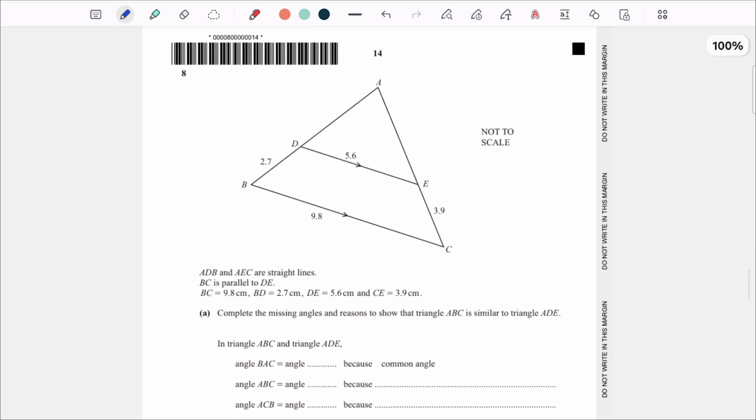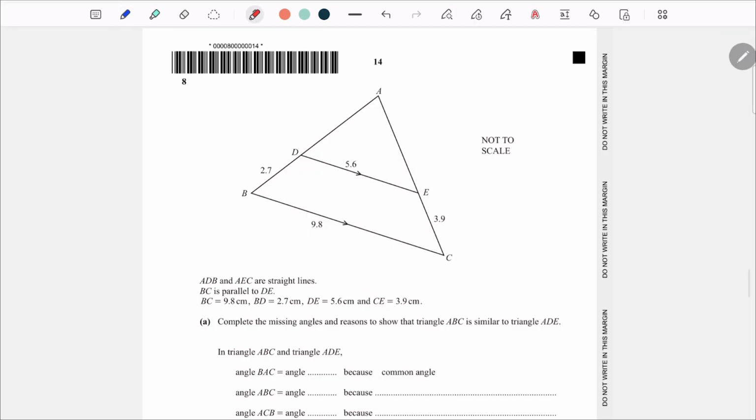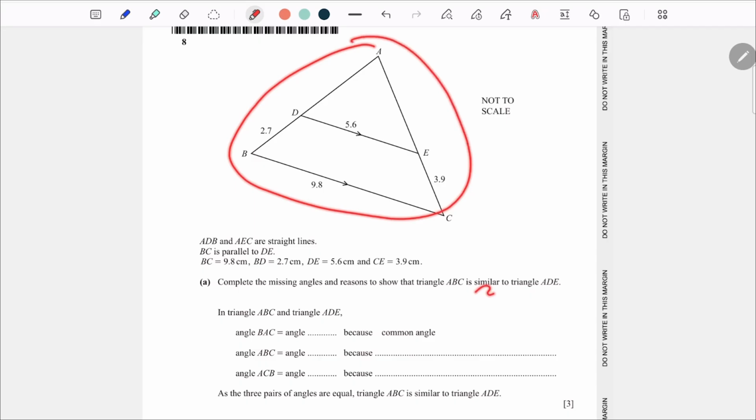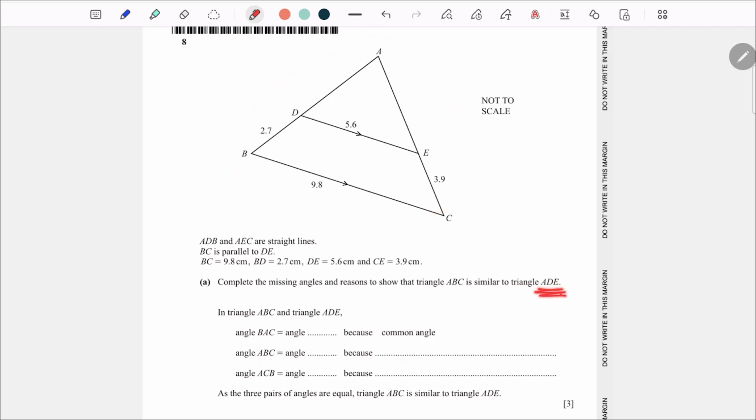Question 8. ADB and AEC are straight lines, both of these are straight lines. BC is parallel to DE. BC is 9.8 centimeters, BD is 2.7, DE is 5.6, and CE is 3.9. Part A, complete the missing angles and reasons to show that triangle ABC, which is this large triangle, is similar to triangle ADE, this small triangle.